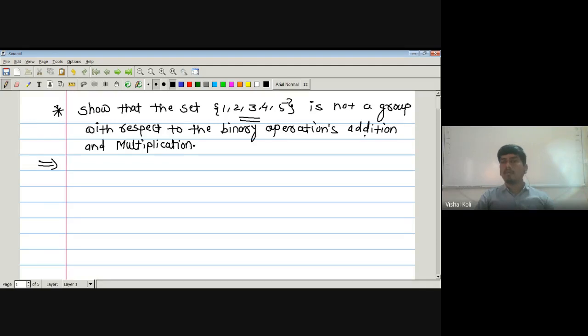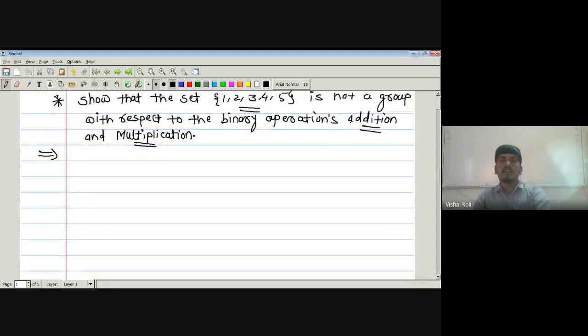And here we have to check this for both operations, addition as well as multiplication. So first we will see for addition, after that for the multiplication. So in the first part, let G be a set which contains these 5 elements, with addition and multiplication modulo 6.